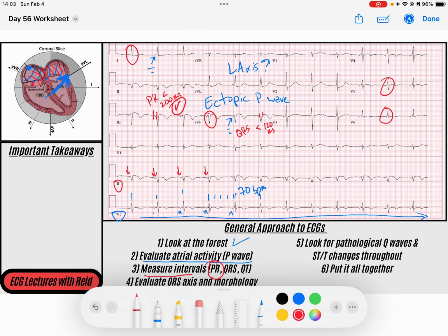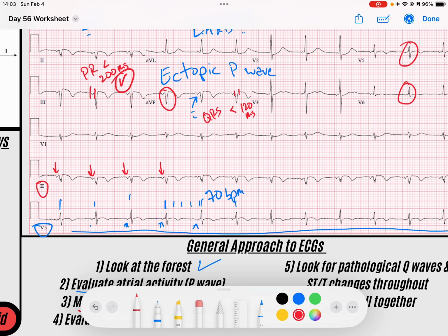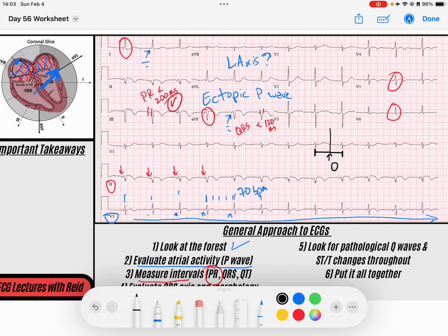Next thing we're going to do is look at our QT intervals. I like to do that by sometimes just eyeballing it. I'll look in between two QRS complexes. So I'll pick this one, I'll pick this one. If I measure right in the middle, my T wave should be done by then, and I would say that is the case generally. So my QT interval is good.